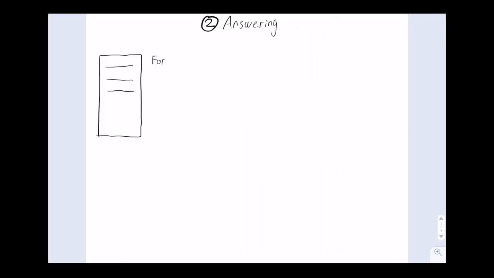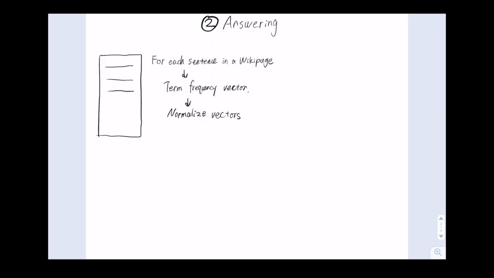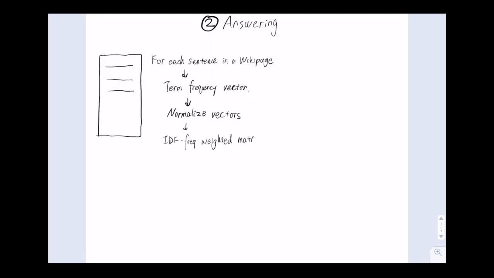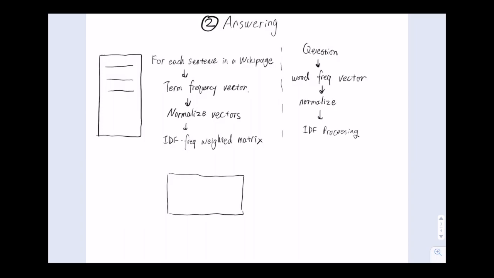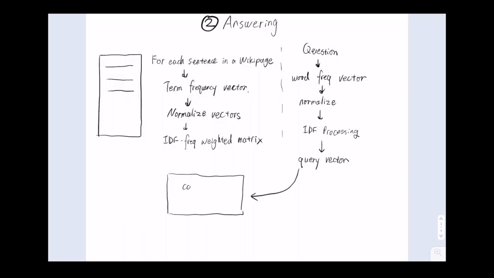And this is our rough plan for the answering part of the program. For each sentence in a wiki page, we convert it into a term frequency vector, normalize it, and construct an IDF frequency weighted matrix. And for each input question, we also convert it into a word frequency vector, normalize it, apply the IDF processing, and convert it into a vector, and then use cosine similarity to find a sentence that contains the answer to the question.